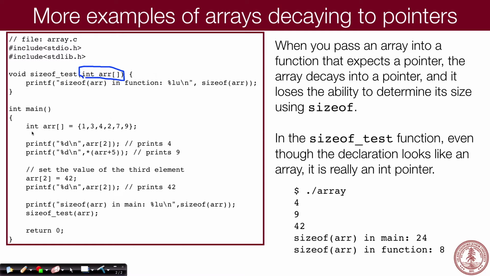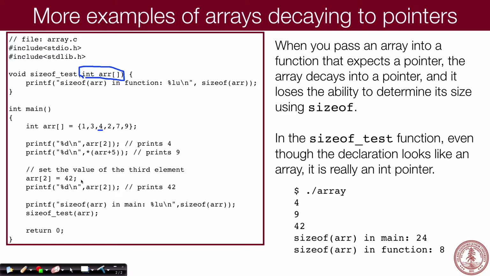So what does this do? Well, let's look at this. We have an int array, and arr[2] prints out 4 because that's 0, 1, 2 away. *(arr + 5) says 0, 1, 2, 3, 4, 5, prints the 9. That's dereferencing it after doing a little pointer arithmetic. We can set the value of the third element by saying arr[2] = 42. That's allowed.